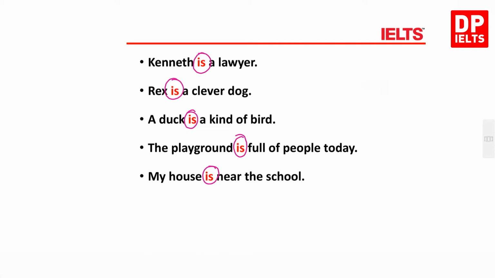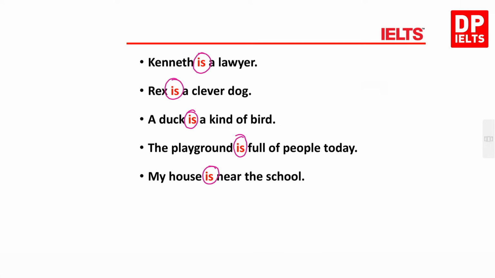Kenneth is a lawyer. Kenneth ஒரு வக்கீல். ஸோ அவர் ஒரு வக்கீல், அதாவது ஒருவர், singular என்றது குறிக்கின்றது அந்த is. Rex is a clever dog. Rex வந்து ஒரு கட்டித்தனமான நாய். A duck is a kind of bird. வாத்து வந்து ஒரு பறவை இனம். The playground is full of people today. மைதானம் இன்றைக்கு ஆட்களால நிறைந்திருக்கு. My house is near the school. என்னுடைய வீடு வந்து என் ஸ்கூல் பாடசாலைக்கு பக்கத்தில் இருக்கு.